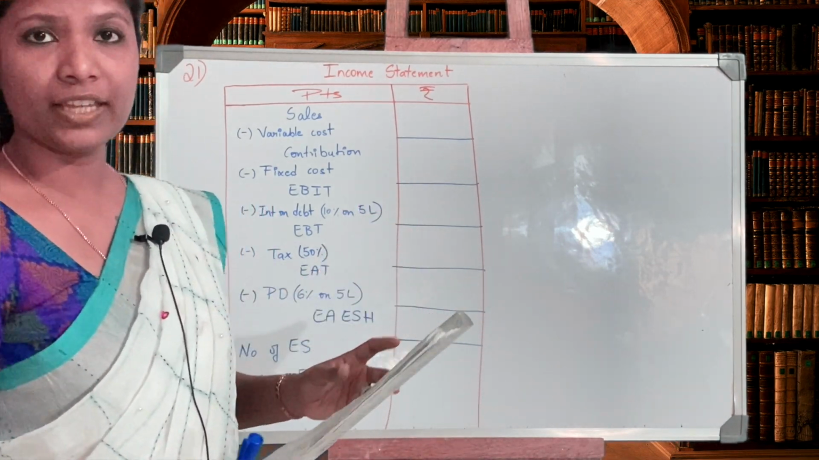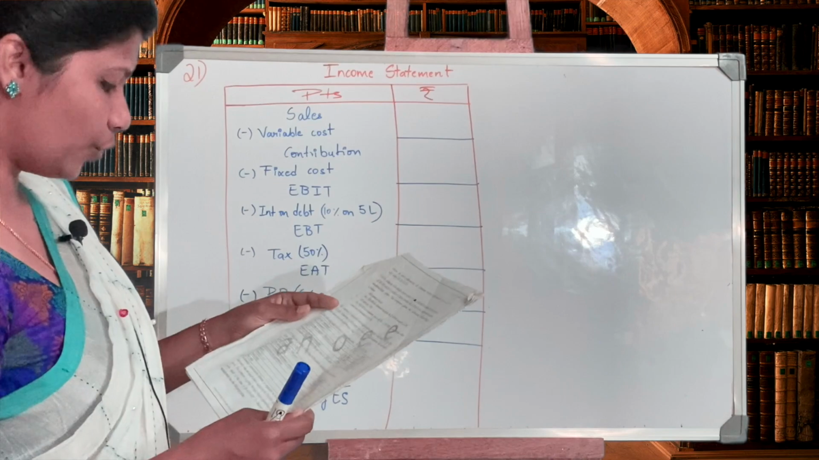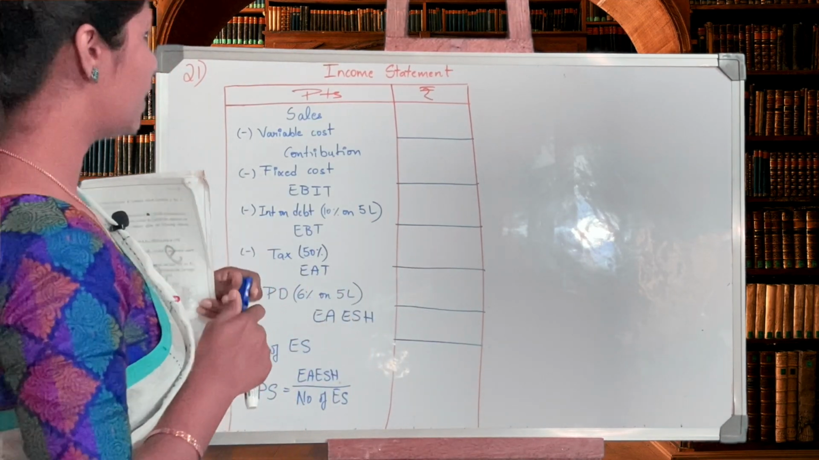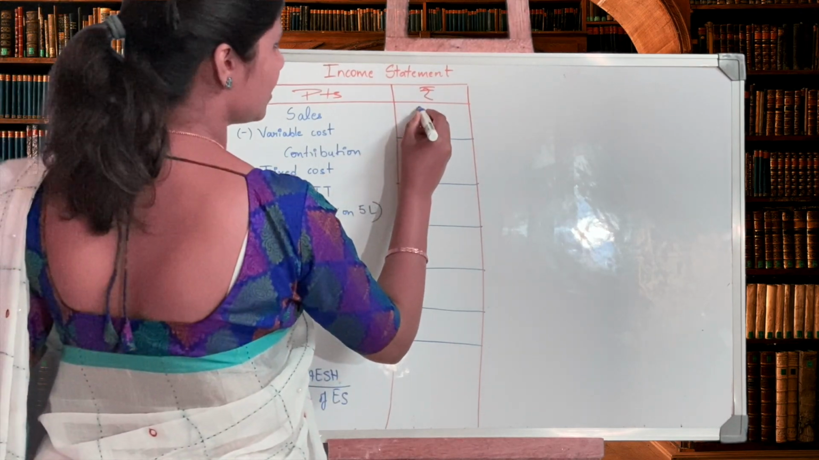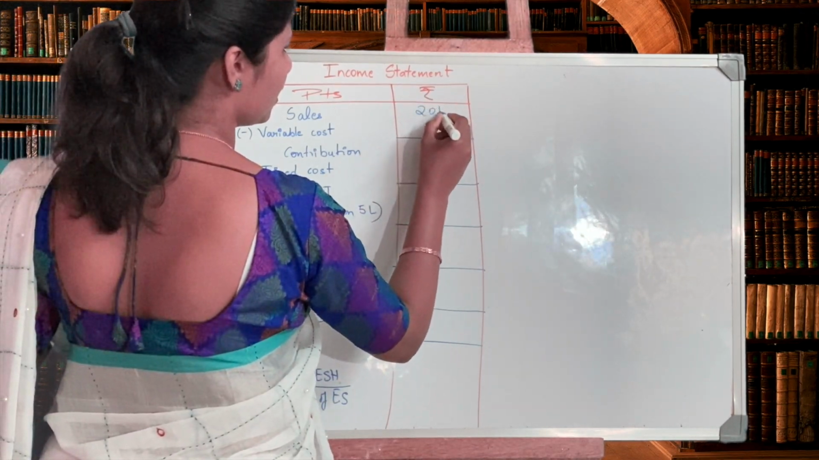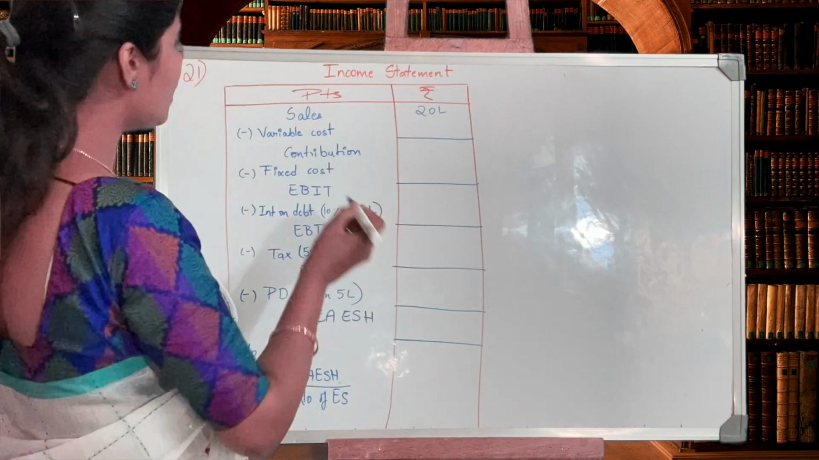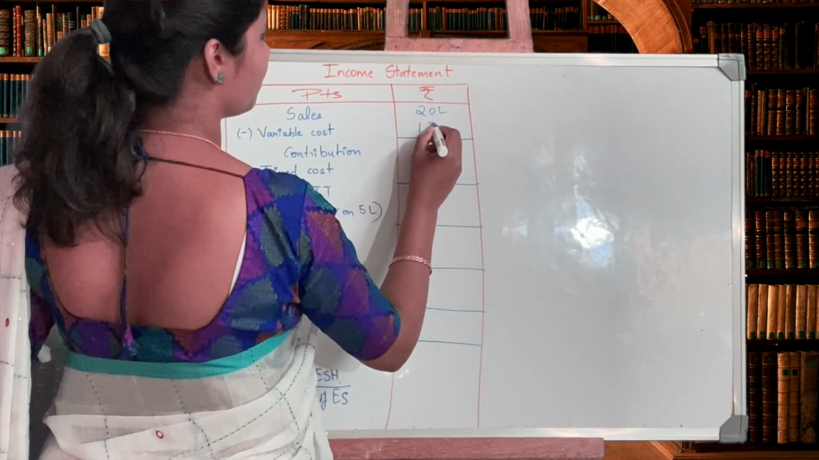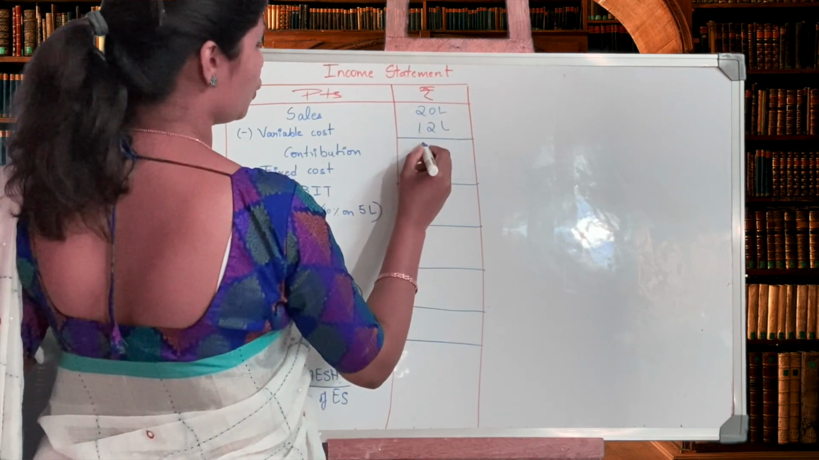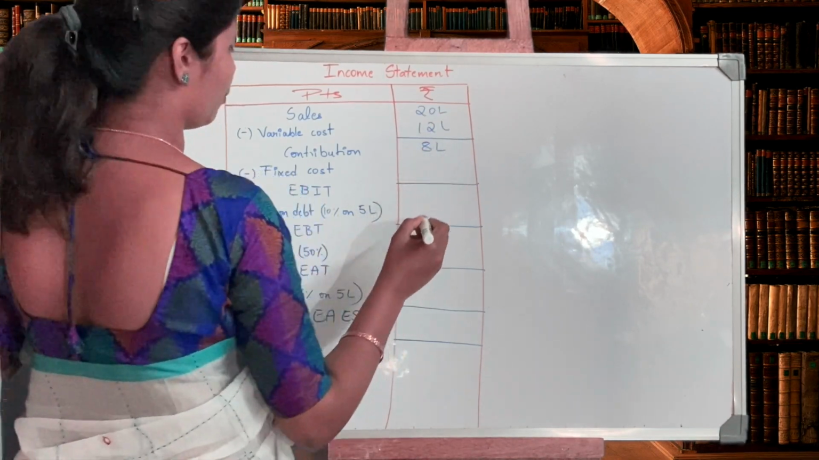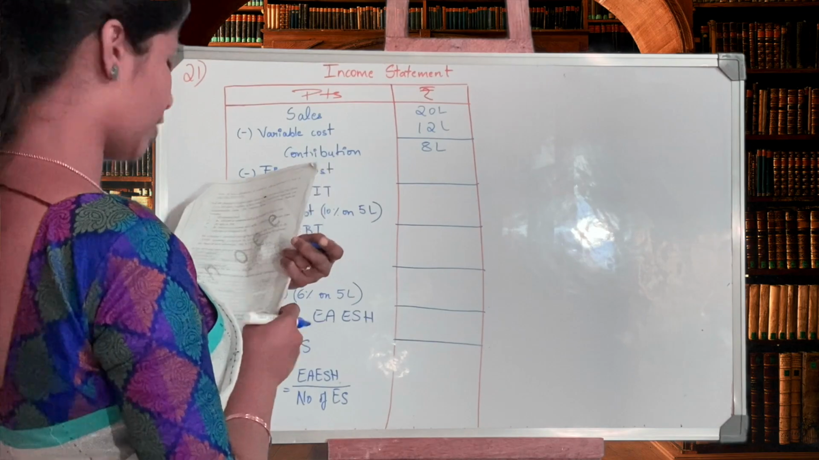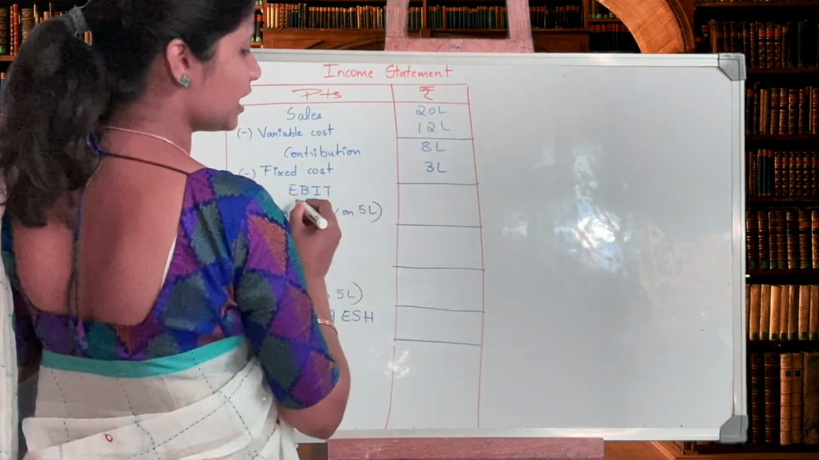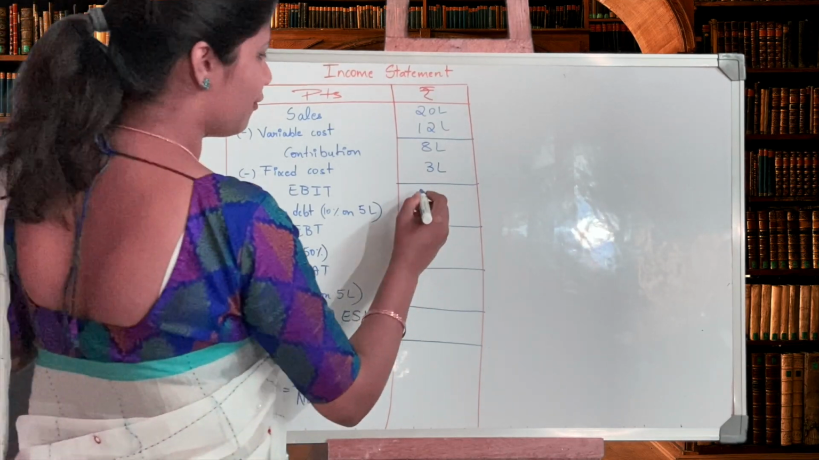Let's start solving question number 21. The sales given in the question are 20 lakh rupees. So let's start writing with sales. Sales is 20 lakh. Variable cost given in the question is 12 lakh rupees. So 20 minus 12 is 8 lakh rupees. The fixed cost given in the question is 3 lakh. So 8 lakh minus 3 lakh, your earnings before interest and taxes is 5 lakh rupees.